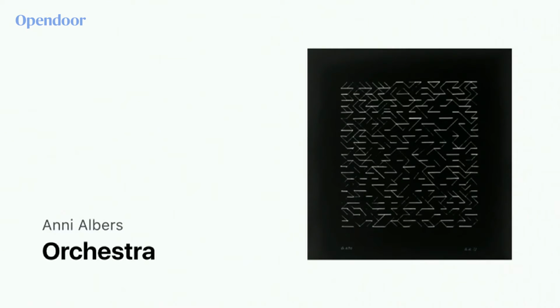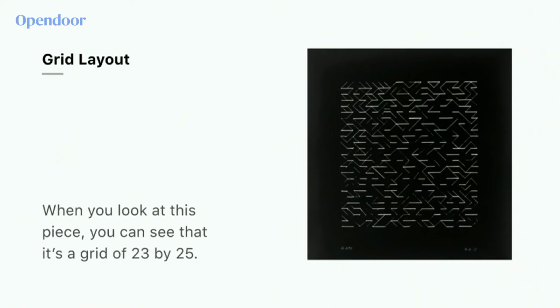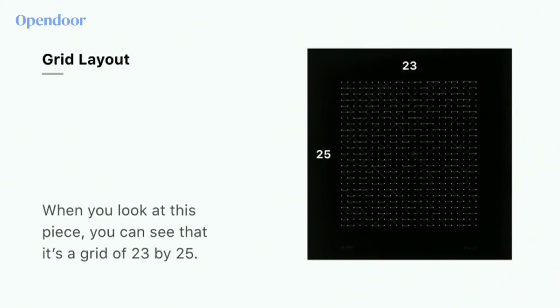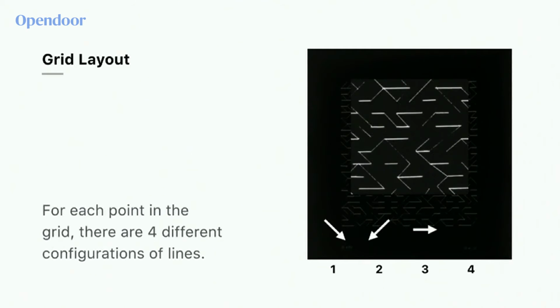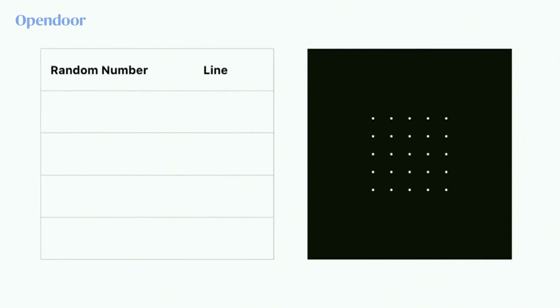The third and final piece is called Orchestra, which is also by Albers, and this one is very goth. When you look at this one, you can see that it has a grid of around 23 by 25. For each point in the grid, there are 4 different configurations of lines. They go from top left to bottom right, top right to bottom left, straight across, and blank. Similarly to the right triangle generator that we saw in the previous piece, we can create a simple function that picks a random number between 1 and 4 and generates the corresponding line, like so.